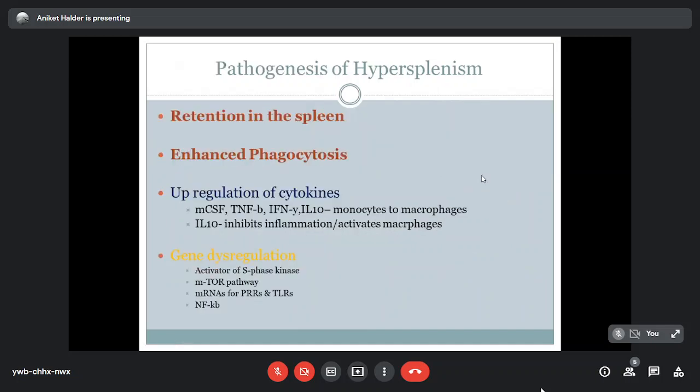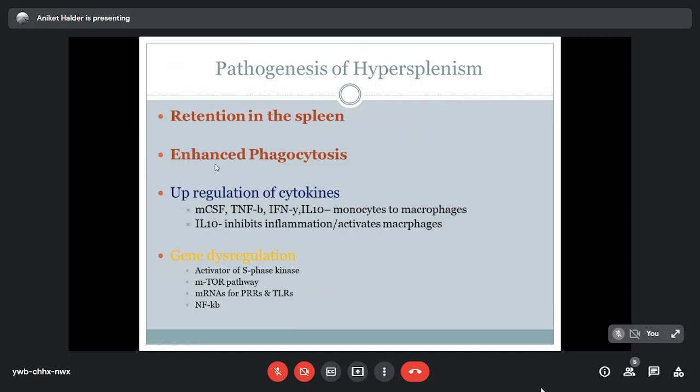Now, pathogenesis of hypersplenism. The pathogenesis of a hyperactive spleen is due to splenomegaly, and this splenomegaly will cause increased sequestration of the blood components in the spleen, and this increased retention in the spleen will cause peripheral cytopenias. So this is one cause of pathogenesis of hypersplenism. The other pathology behind hypersplenism is enhanced phagocytosis.